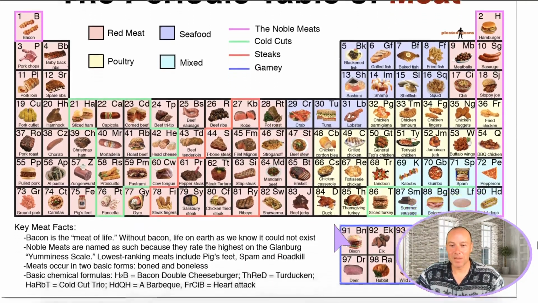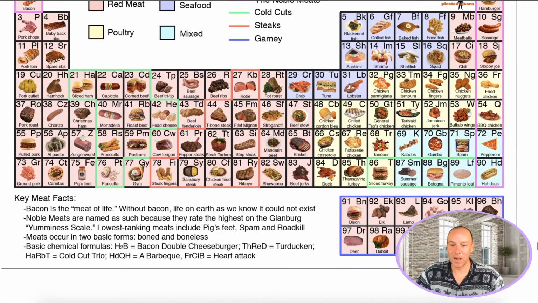So the gamey ones, okay, here are the gamey ones. Ostrich, deer, wild boar, rabbit, elk.